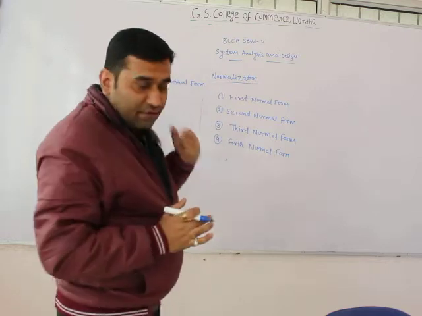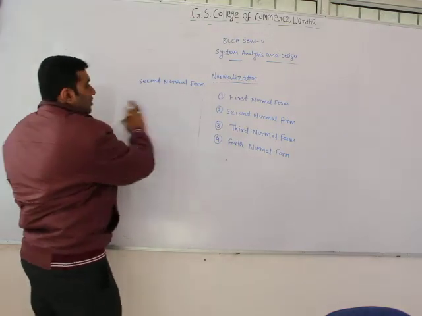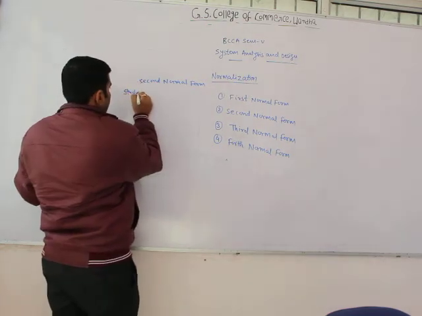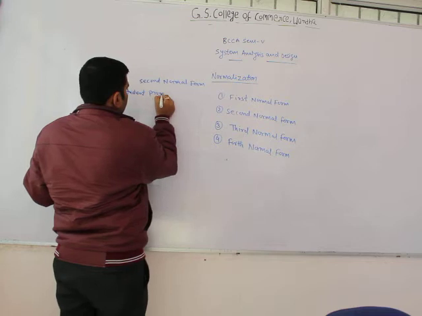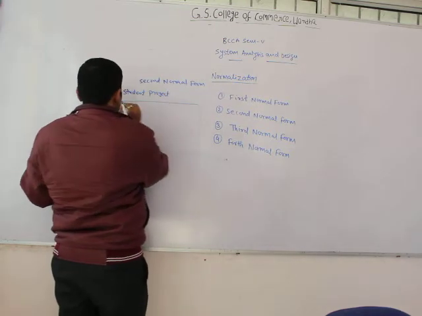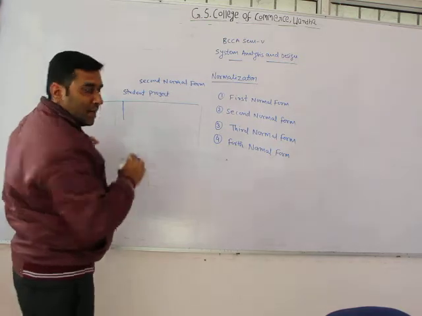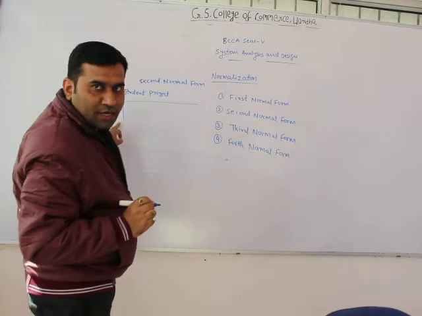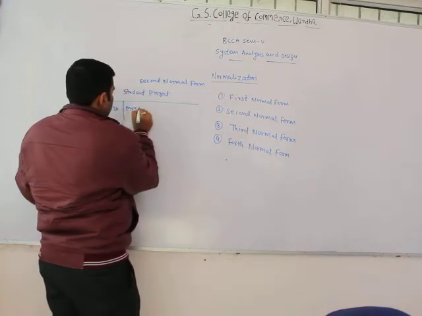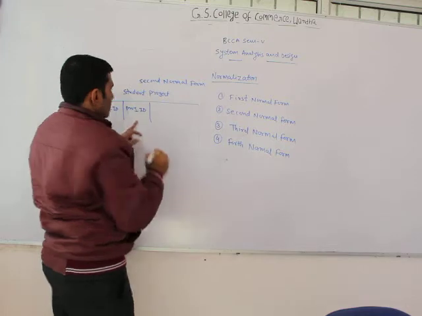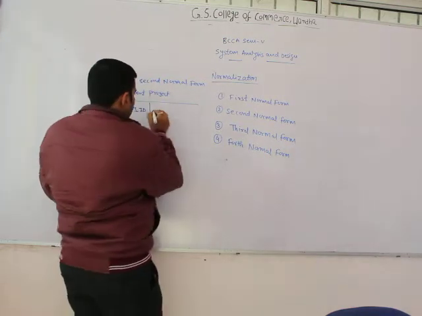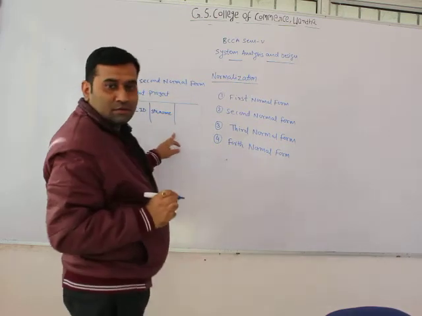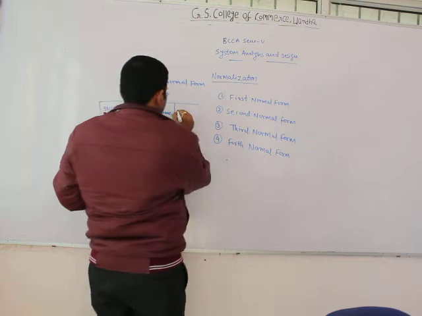In this way, consider the first table of the student project. Their student ID, their project ID: student ID, project ID, student name, and project name.